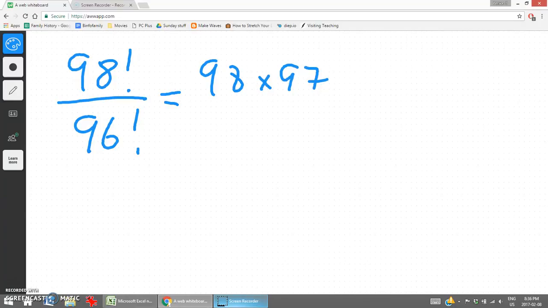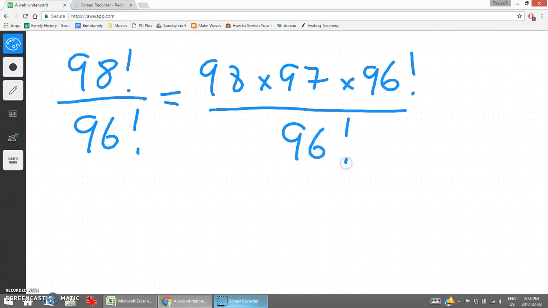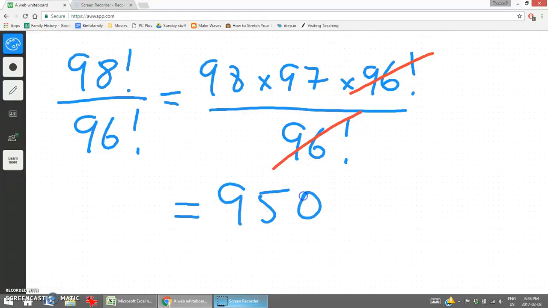So we know that 98 factorial, as I said, equals 98 times 97 times 96 and all the way down to 1, or in essence 96 factorial. On the bottom we also have 96 factorial. We can cross those out because they are the same number. Whatever 96 factorial equals is listed on the top and on the bottom. So 98 factorial divided by 96 factorial is the same as saying 98 times 97, which calculates out to be 9,506.